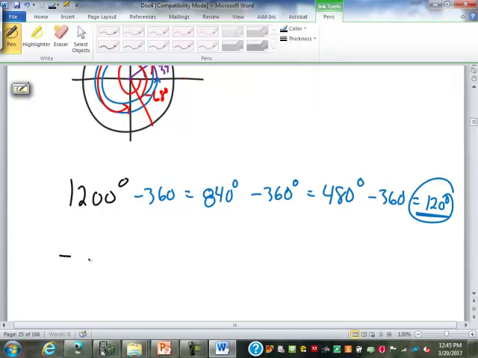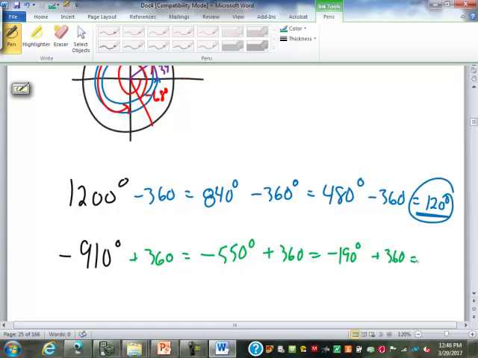If you have negative 910 degrees, you're going to go the other direction. You're going to add 360. Adding 360 once gets you to a negative 550 degrees. Adding 360 again gets you to a negative 190 degrees. Adding 360 again will get you to a positive 170 degrees. So now you're between 0 and 360, so you can stop.